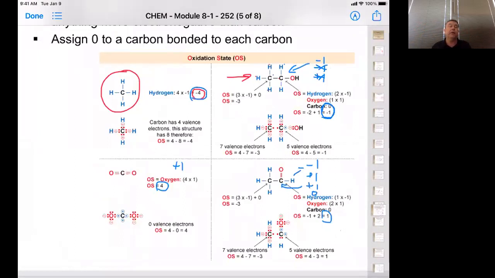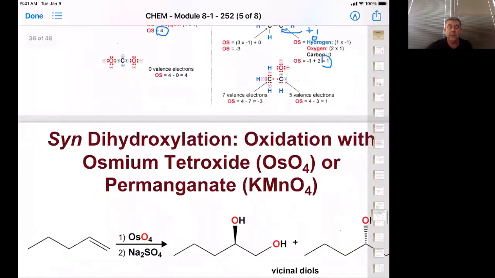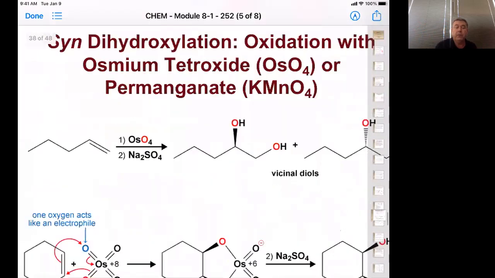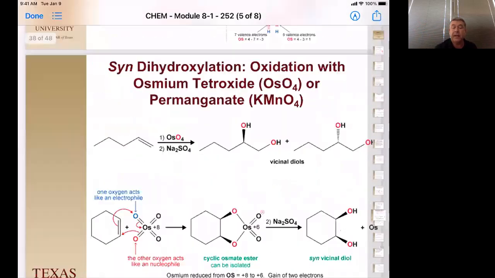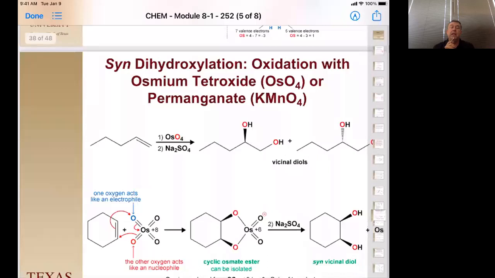Okay, so now that we know a little bit more about the oxidation state, we can look at additional chemistry that we can do with an alkene. In this case, we're going to do a dihydroxylation of these materials, or making diols. The first thing I want to talk about when we're talking about dihydroxylation, adding 2 alcohols to the system, is the material called osmium tetroxide. It's a nice little planar molecule, and it has 4 oxygens on it.